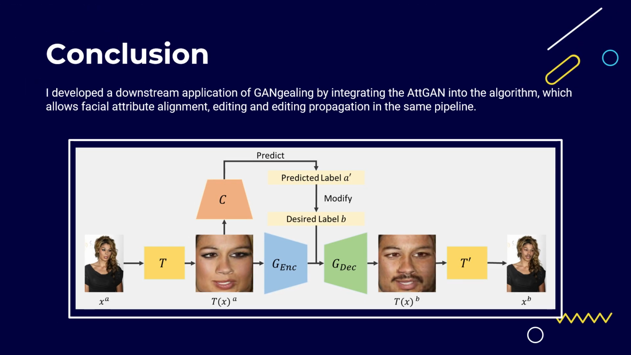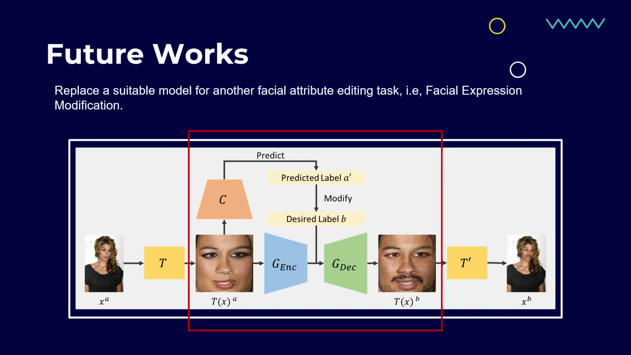In conclusion, I developed a downstream application of GAN by integrating the ATT-GAN into the algorithm, which allows facial attribute alignment, editing, and editing propagation in the same pipeline. In future, we can try to replace a suitable model for another facial attribute editing task, such as facial expressions modification.